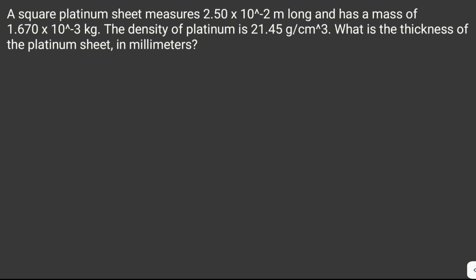A square platinum sheet measures 2.5 times 10 to the negative 2 meters long and has a mass of 1.670 times 10 to the negative 3 kilograms. The density of platinum is 21.45 grams per cubic centimeter. What is the thickness of the platinum sheet in millimeters?